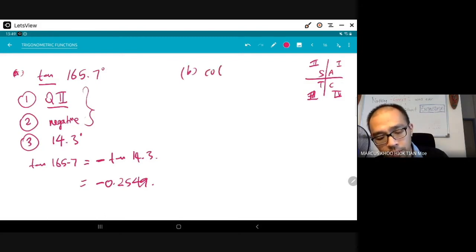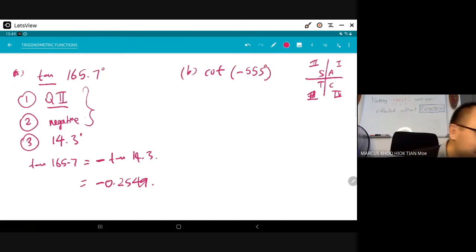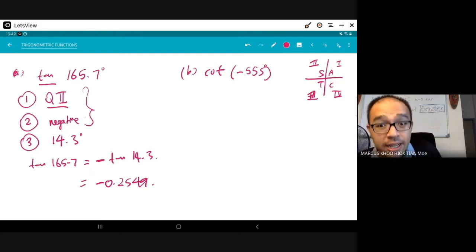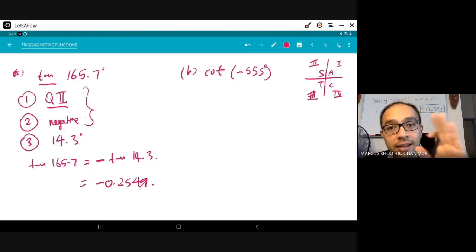Cotangent negative 555. The steps are the same, except that now we are dealing with two things. We are dealing with cotangent, not sine, cos or tangent anymore. Secondly, we are dealing with a negative angle. So the first thing you need to do is convert the negative angle to the positive angle.